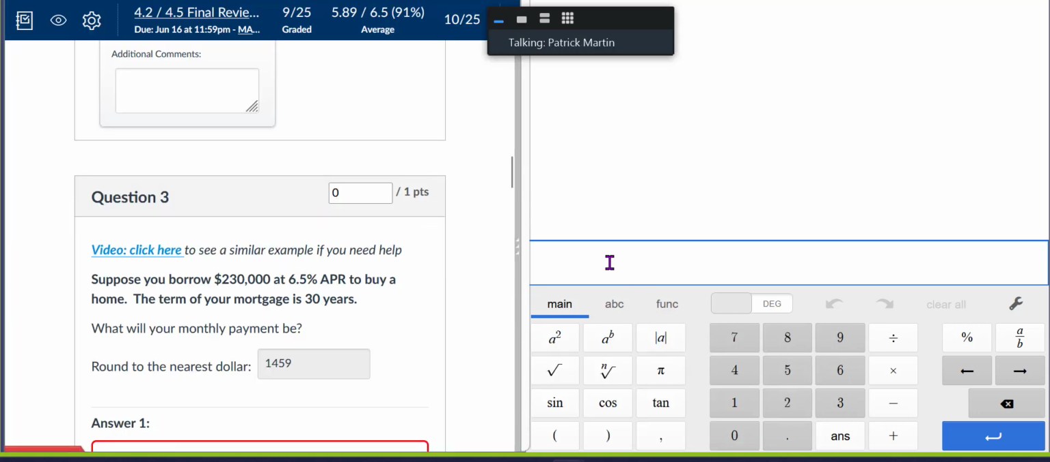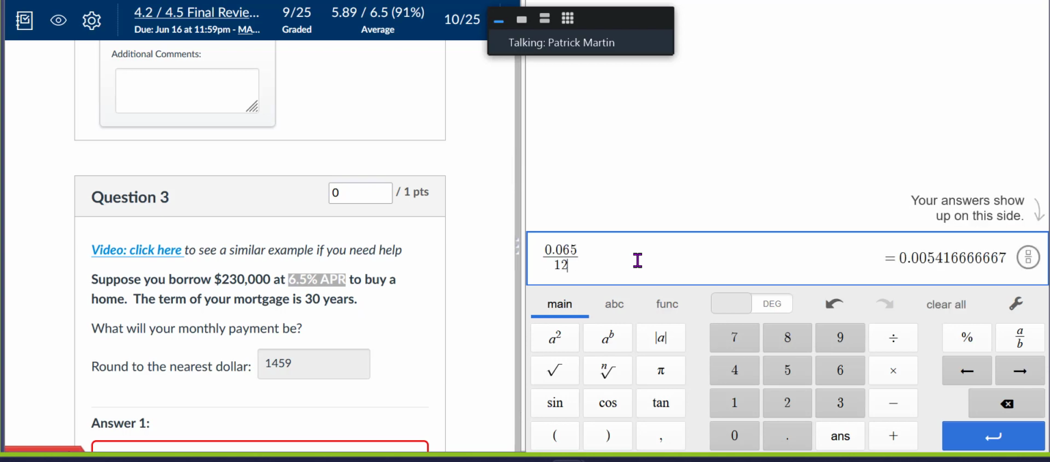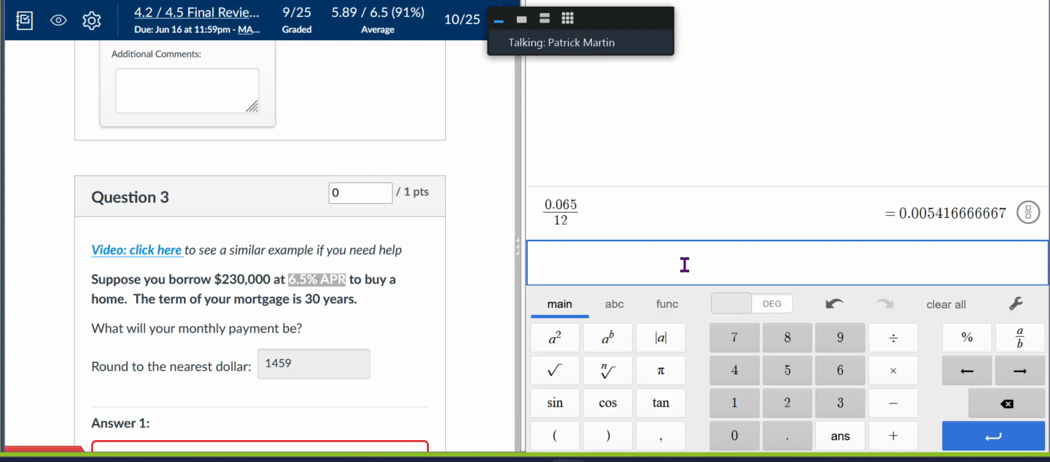So R is the monthly interest rate. The annual percentage rate is 6.5%. So that is 0.065, but we need to divide it by 12 to get the monthly interest rate, which is this thing, right? And just for fun, that's actually 0.5417%. It's roughly 0.5%. So on this mortgage, every month you're giving the bank 0.5% of whatever you haven't paid off yet, right? So that's roughly what's going on here. That's the monthly interest rate.